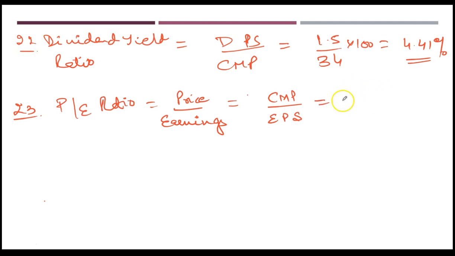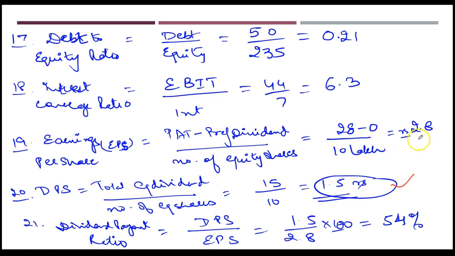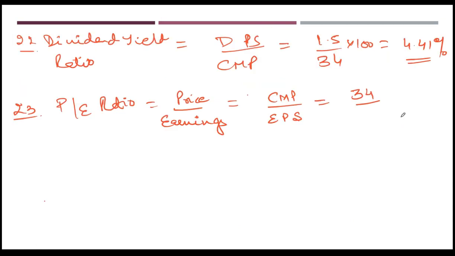ठीक है, तो इसकी वैल्यू हो जाएगी आपकी करंट मार्केट प्राइस इज 34 रुपीज़. अर्निंग पर शेयर हमने निकाला था 2.8 वैल्यू आई थी. ठीक है, तो 34 डिवाइडेड बाय 2.8 दोनों रुपीज़ में है. सो देयरफॉर द आंसर इज 12 times. Okay, so price earnings ratio comes 12 times.